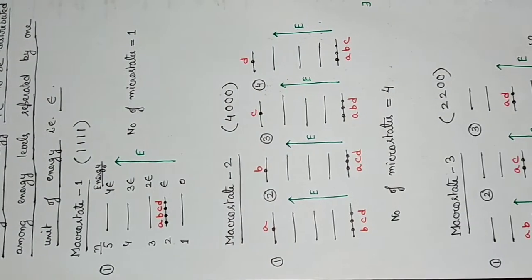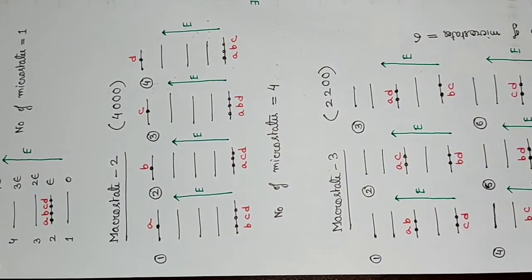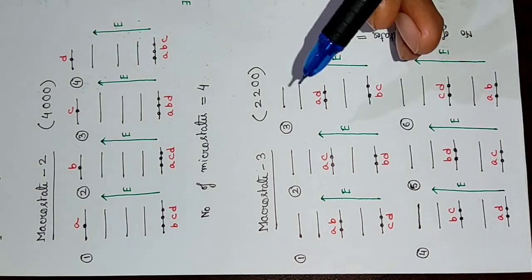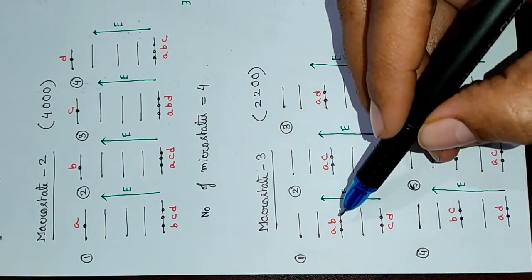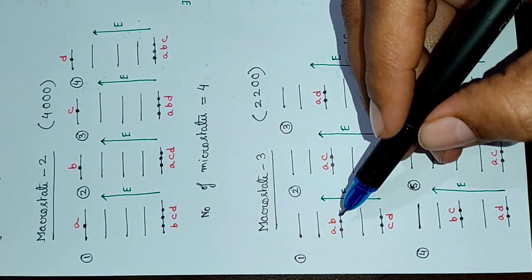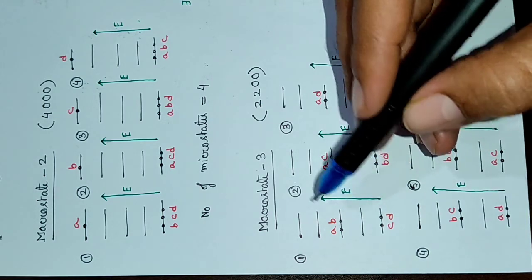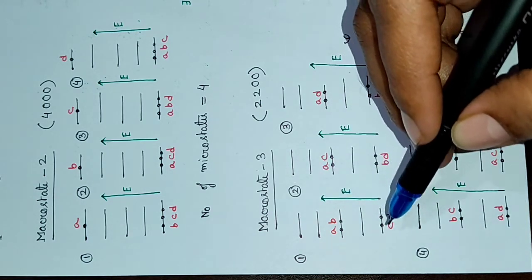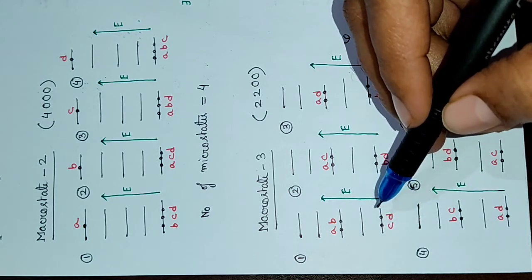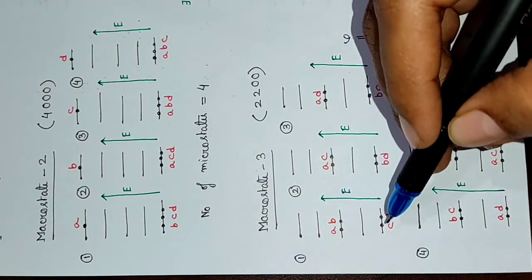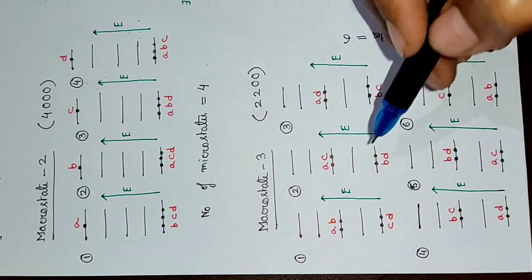Let us now switch to the next macrostate, that is 2200. Means 2 particles, that is oscillators here, are occupying the second excited state, that is having energy 2 epsilon. So it will be 2 epsilon plus 2 epsilon equal to 4 epsilon total energy, and the remaining 2 must be in the ground state to make the total energy 4 epsilon. Hence it is 2200. The coding comes in this sense.